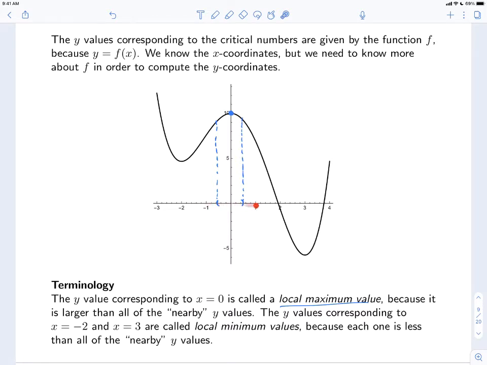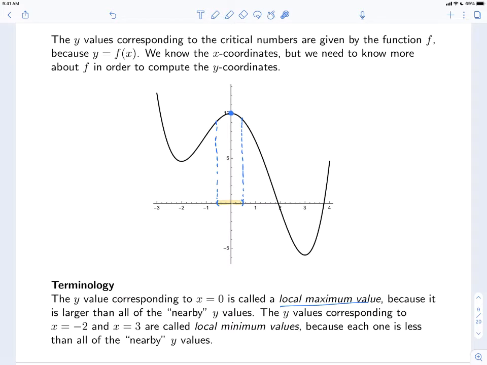If you make this interval too wide, then you might go to a point where the y values get too large. So you probably need to make this little interval small. And then on that interval, all of the x values inside of this interval will give you y values that are smaller than 10 in this example. And since that's the case, we call 10 a local maximum value.